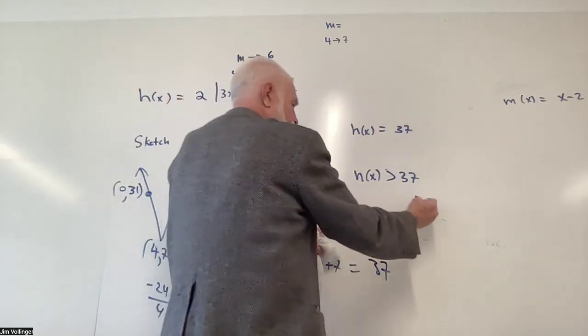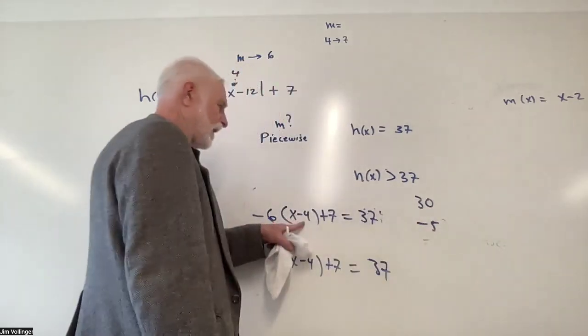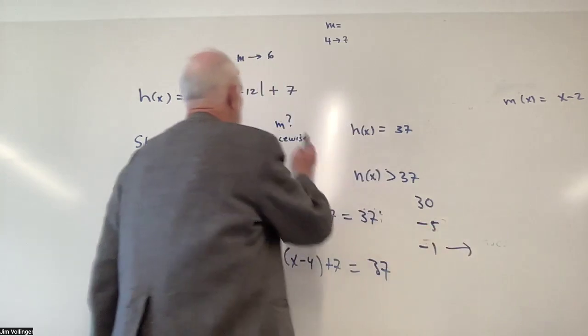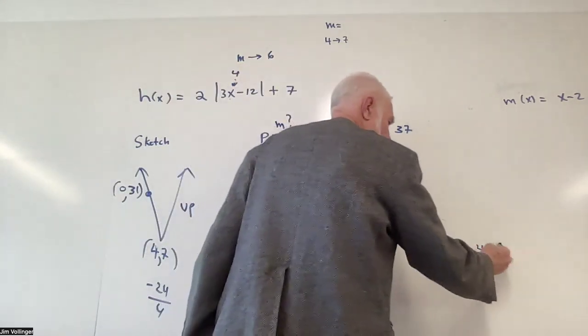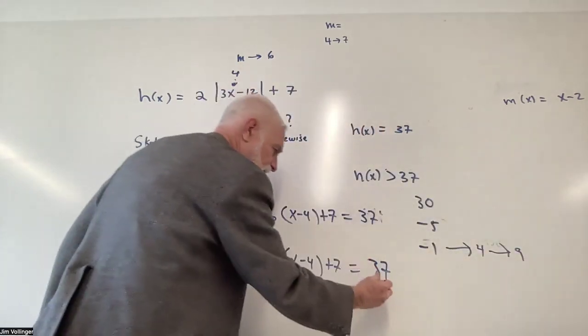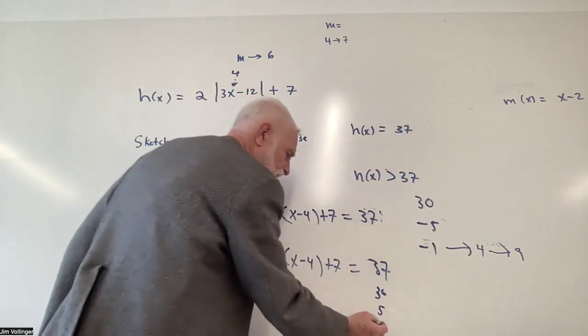Let's take away 7, 30. Let's divide by -6, -5, and let's add 4, -1. How far is -1 from 4? -1 from 4 is 5 units, so my next answer should be 9. We can do it here. Take away 7, 30, sign change here, so we get 5 that time. 5 plus 4 is 9.